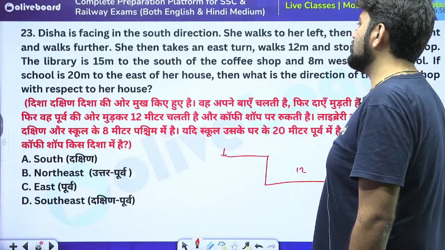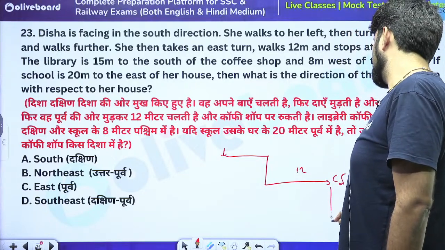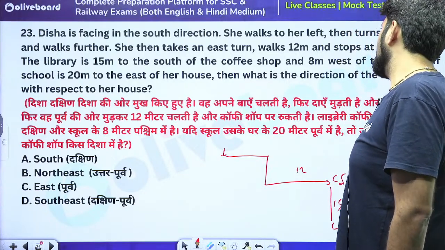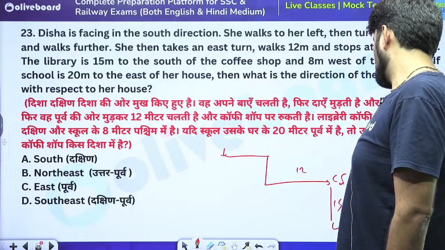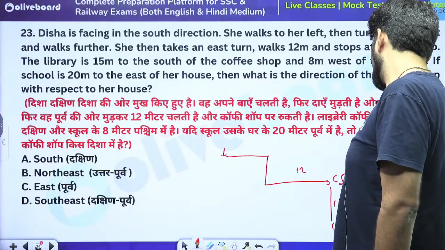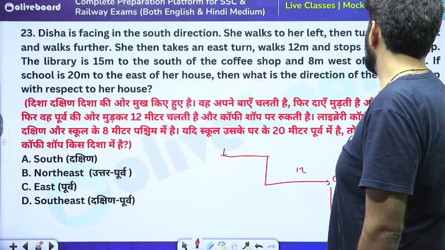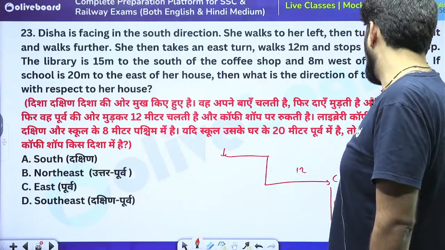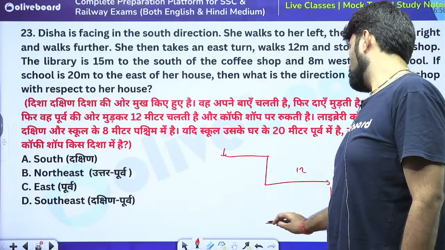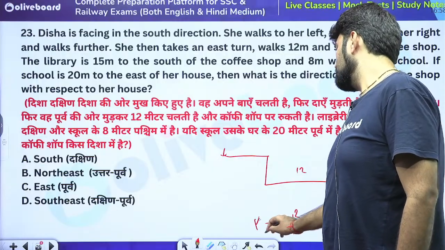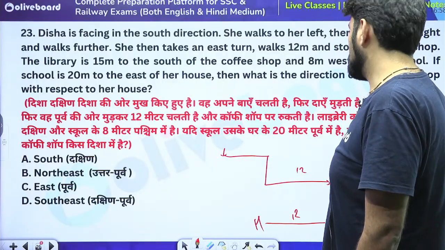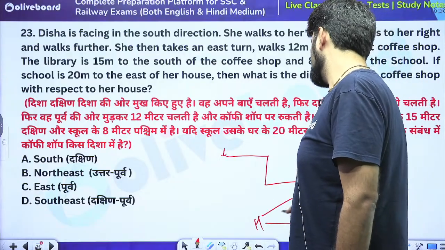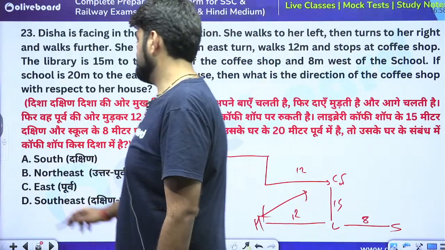The library is 15 meters to the south of the coffee shop and 8 meters west of the school. If the school is 20 meters east of her house, so 8 meters, 12 meters, 20 meters east of her house, what is the direction of the coffee shop with respect to her house? Direction of the coffee shop is northeast. Simple.